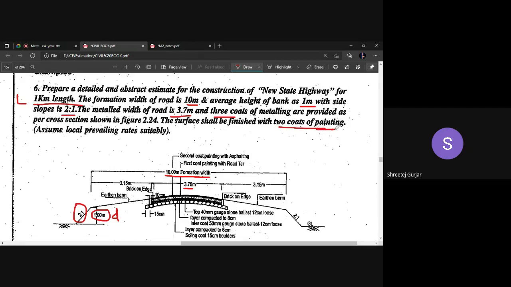By painting, it is not like you paint your house. It is a different kind of painting wherein we have a mixture of grit plus bitumen or tar. This is what is called paint, not your regular kind of paint which you apply for your walls. Assume locally prevailing rates suitably. This is the description given. Now we have to calculate the quantities of this particular road.